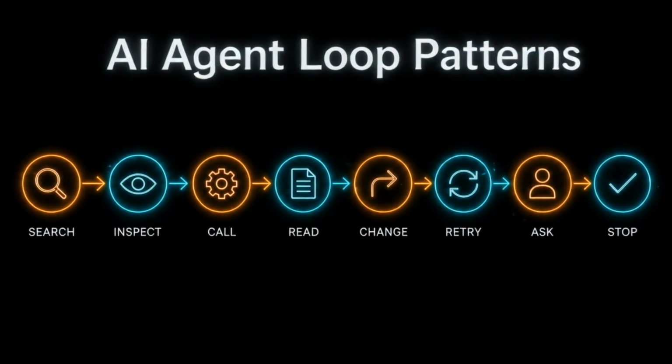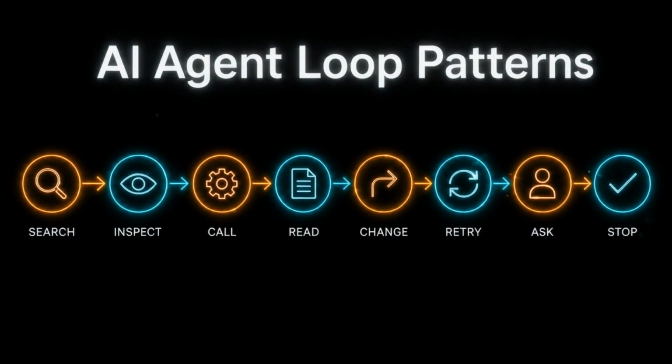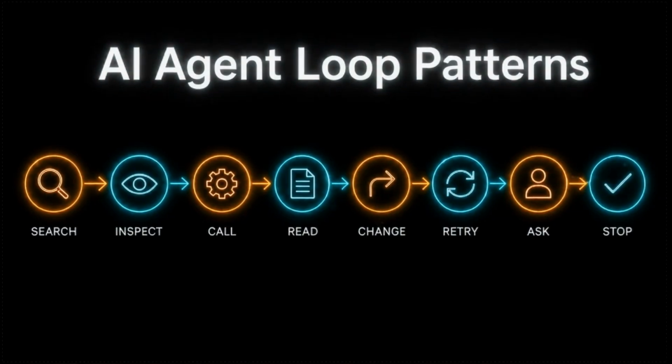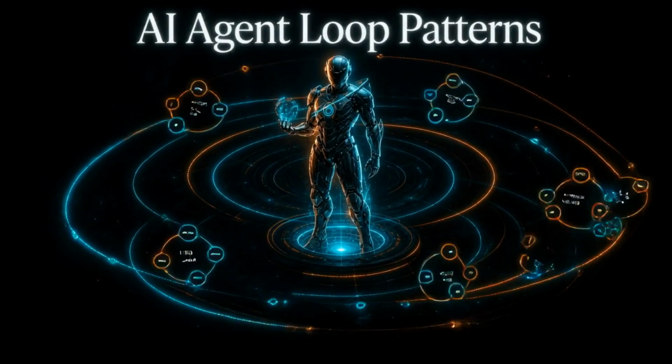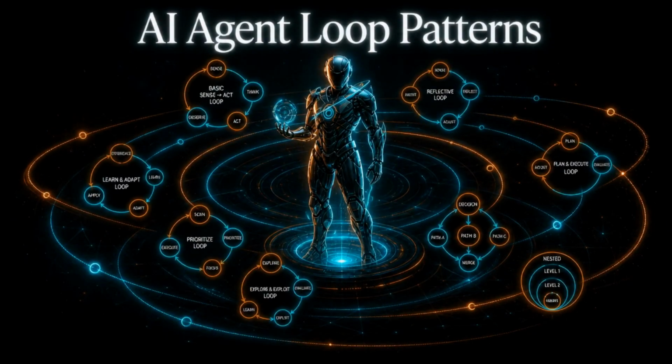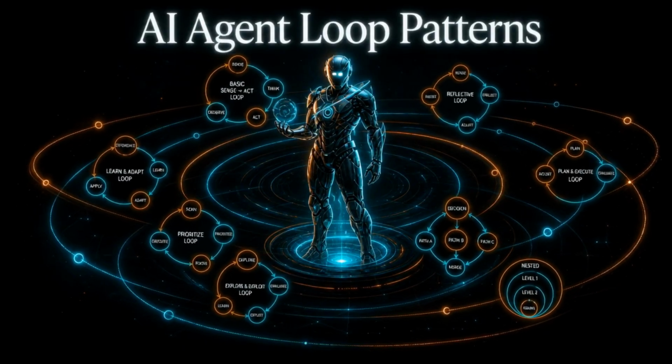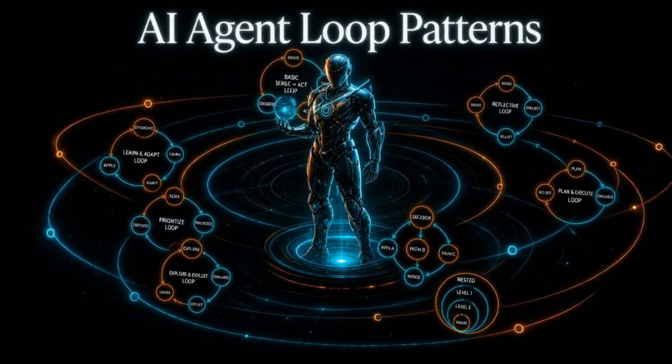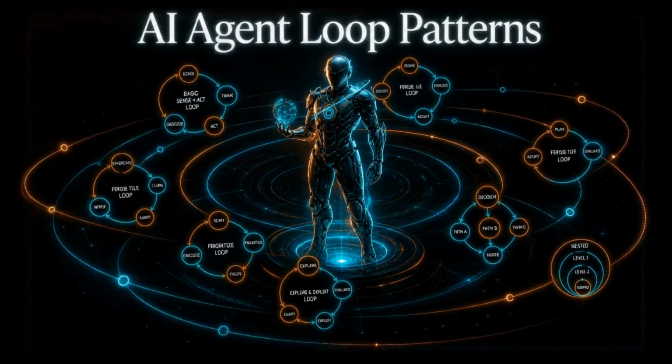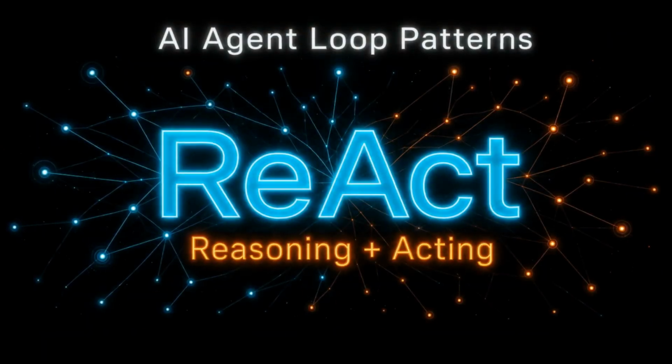A normal chatbot gives one answer. An agent can take multiple steps. It can search, inspect data, call a function, read the output, change direction, retry, ask the user, or stop when the task is done. So when we talk about agent loop patterns, we are talking about different ways to organize that repeated cycle. The basic pattern is ReAct, which means reasoning and acting.